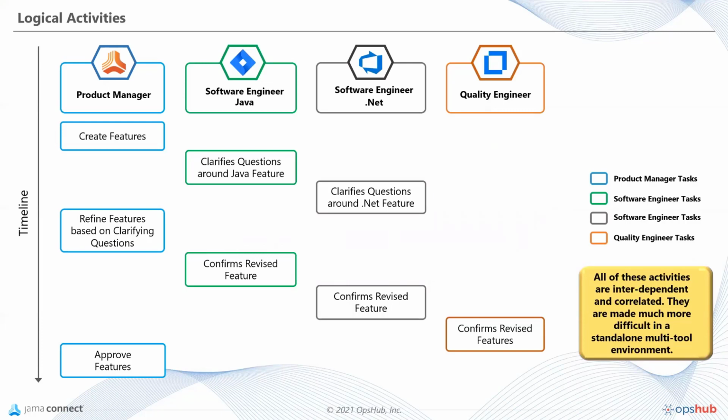So on here, this is just a high-level overview of logical activities of each individual user of the different systems. So we've got a product manager who's creating features and outlining those. We've got a software engineer working on a Java project. We've got a software engineer in a .NET project, and then we've got a quality engineer doing some testing. And so any box that you see in this slide and the next ones that have a colored outline, these are activities or actions associated with those users.